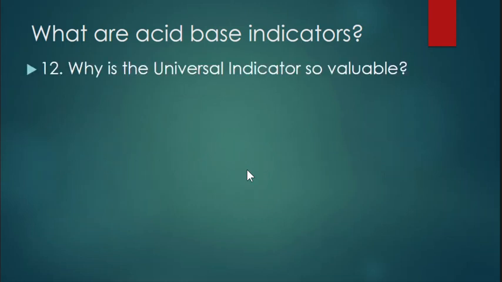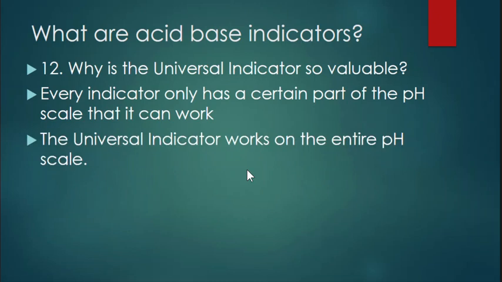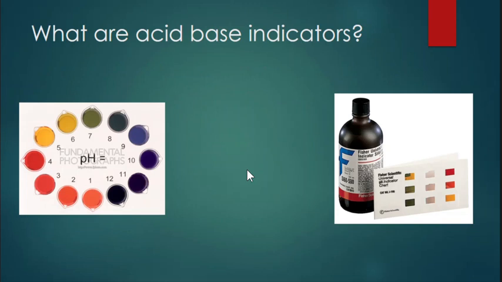All right, so why is the universal indicator so valuable? Because every indicator only has a certain part of the pH scale that it can work. The universal indicator is going to let us see the entire pH scale. So, check it out. Very pretty. Look at that. Every pH is a different shade of a different color.